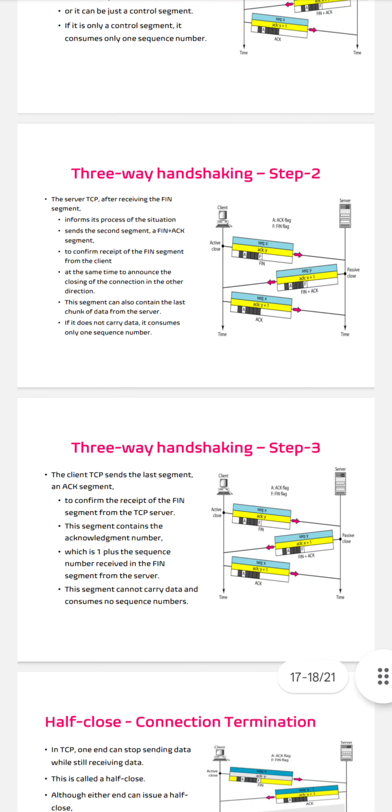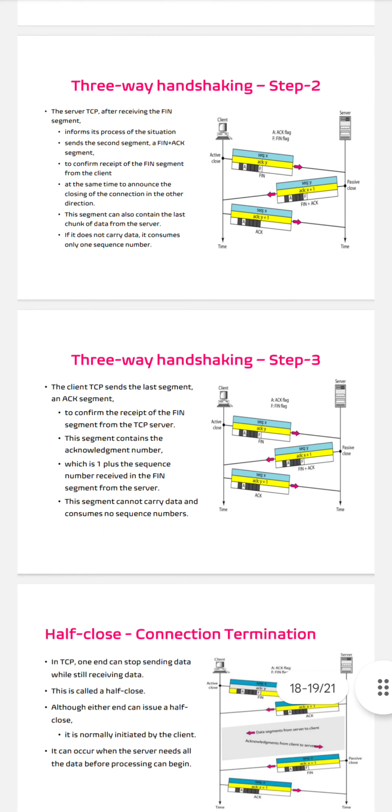Step 2: the server TCP informs its process of the situation and sends the second segment, a FIN plus ACK segment, to confirm the receipt of the FIN segment from the client. At the same time, it announces the closing of the connection in the other direction. This segment can also contain the last chunk of data from the server.